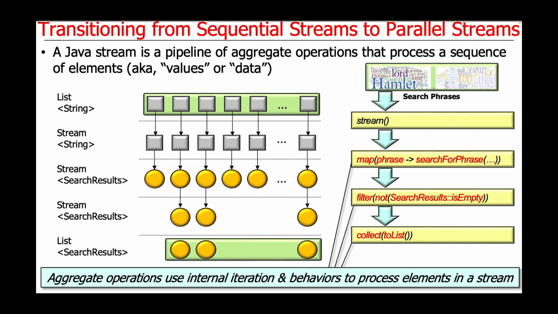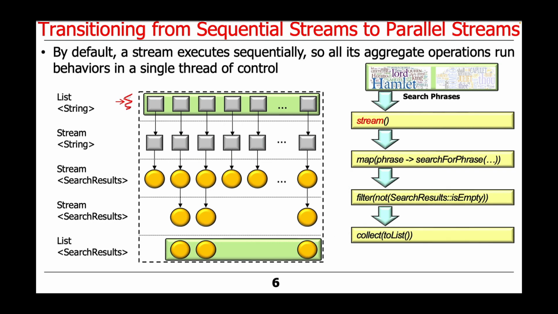So you notice how the aggregate operations here, like map and filter and so on, use internal iteration, and everything's pipelined together, connected together, if you will, by the streams framework. And we have these behaviors we pass in to process all the elements in the stream. By default, if you don't do anything to the contrary, if you say .stream, for example, on some collection, then there's a single thread of control, and the whole thing executes sequentially and deterministically in one thread. So everybody runs in one thread of control. Remember, the way this works is it looks like it's going left to right, top to bottom, but it's really going top to bottom, left to right.